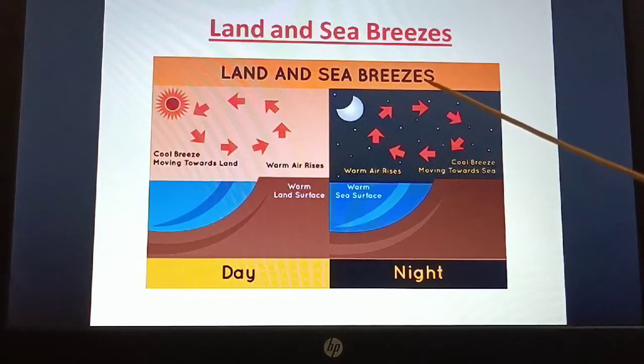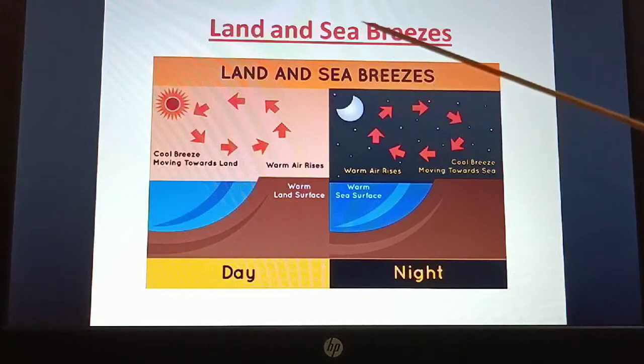The same thing will happen in the land breeze. The land breeze will happen in the night. Here, the cool breeze moves towards the sea. During the night, the air above the sea is warm.